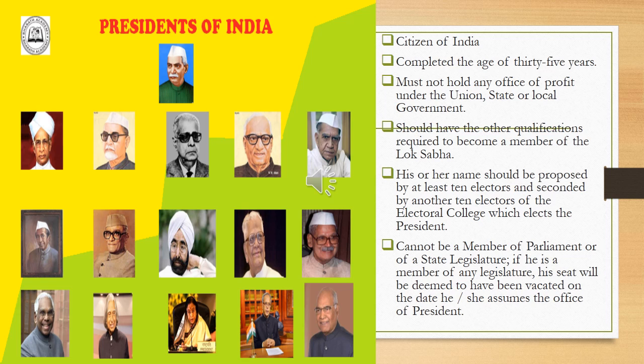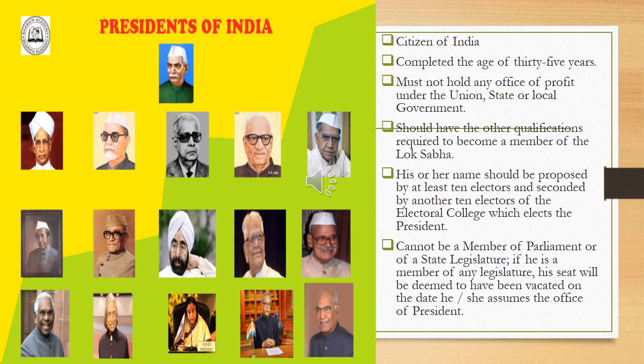So the president cannot be a member of the parliament or of a state legislature. If he is a member of any legislature, his seat will be deemed to have been vacated on the date he or she assumes the office of president. If the person is a member of parliament or a member of a state legislative assembly, he has to vacate his office. If he doesn't vacate, his seat will be declared vacated when he assumes the office of the president.